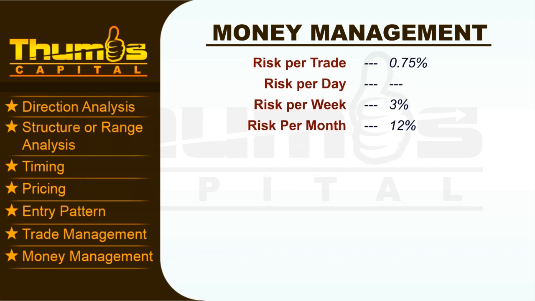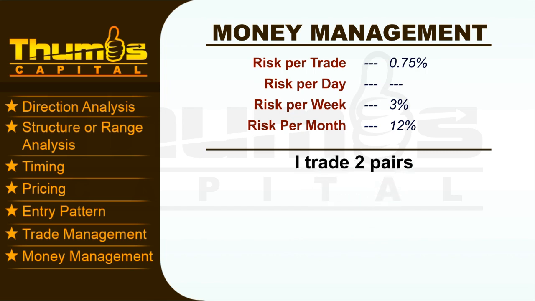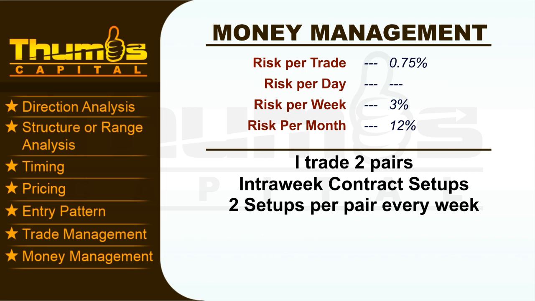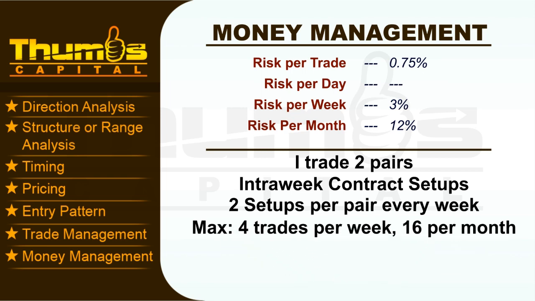Personally, I risk 0.75% per trade and 12% per month. This is very easy for me to follow because I trade only two pairs, which is Euro US dollar and Pound US dollar on my active trading account. Also, my setups are based on intra-week contracts, which limits my trade to 2 setups per pair every week. That is 4 maximum possible setups per week and 16 maximum per month. 16 trades at 0.75% is 12% for all my trades in the month.